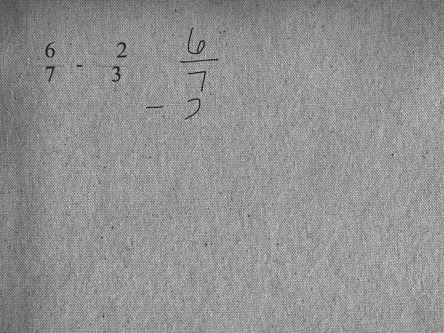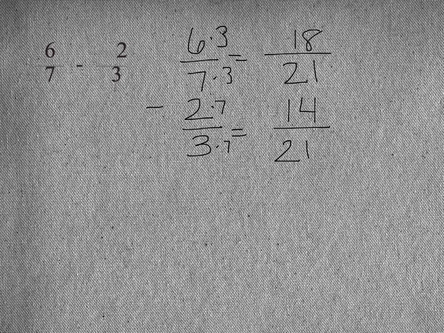6/7 minus 2/3. Well, this is one where we're going to have to find a denominator for both of them because 3 does not go evenly into 7, but they do both go into 21. So 3 times 7 is 21, which means I'm going to do this times 7, which is 14. And 7 times 3 is 21, so 6 times 3 is 18.